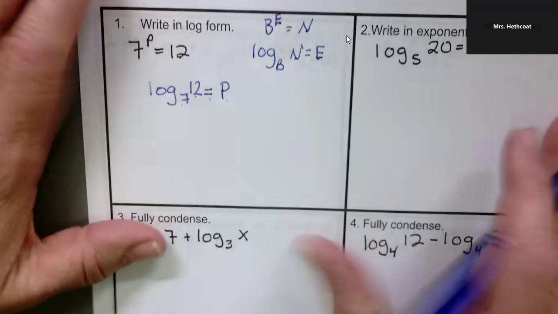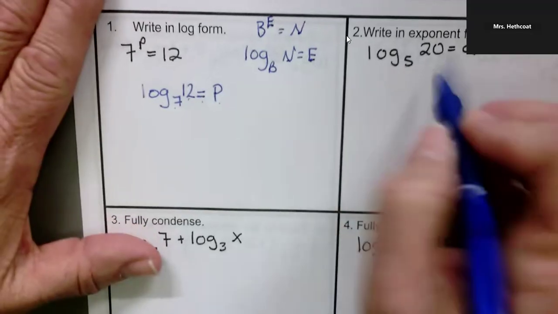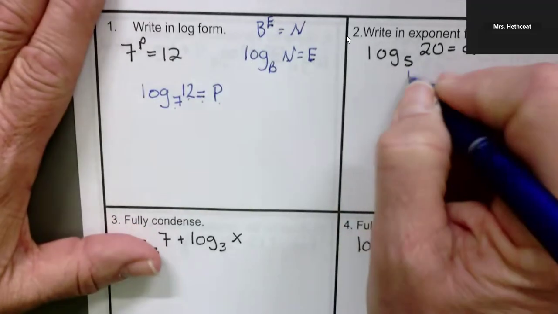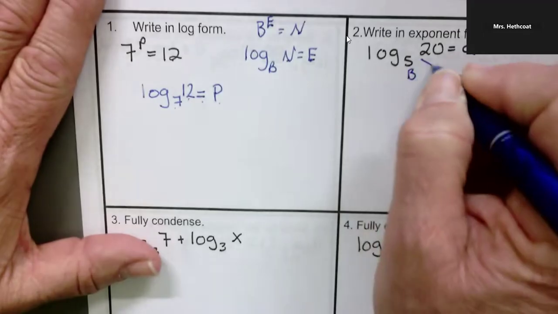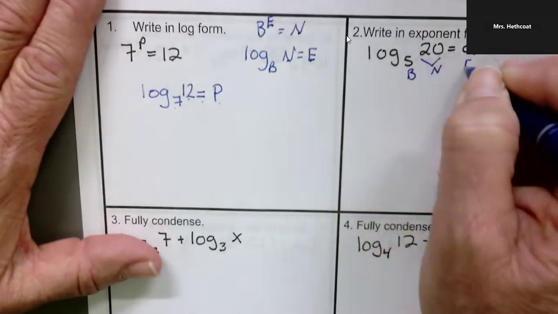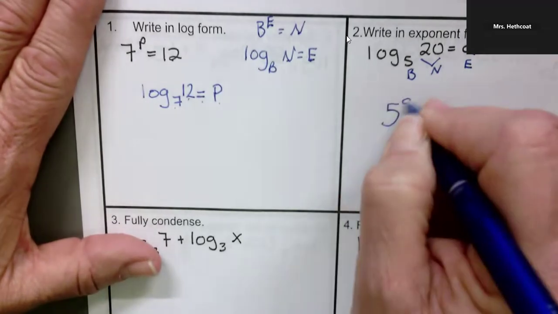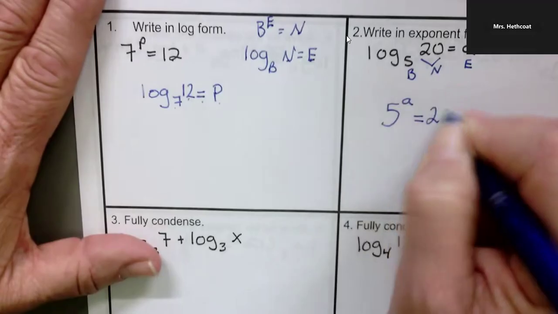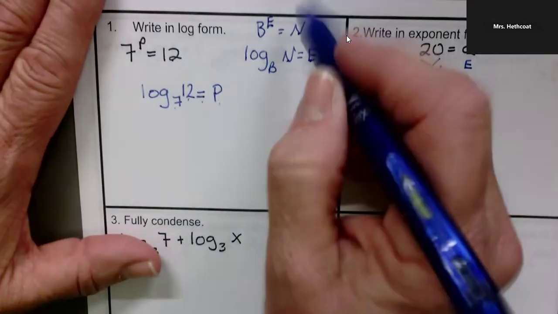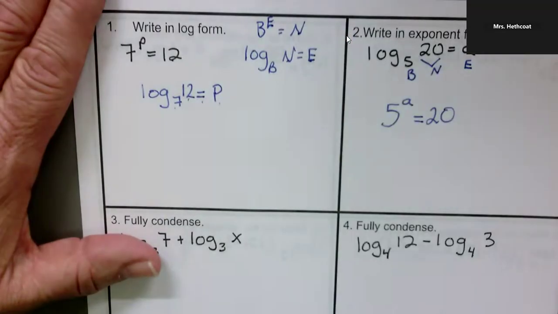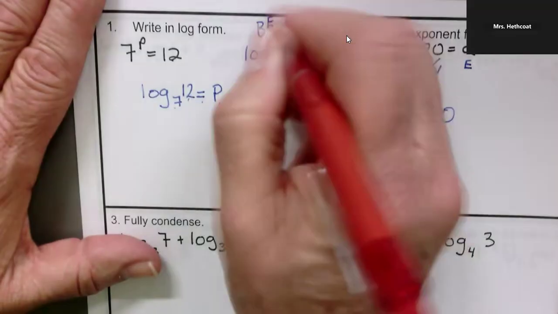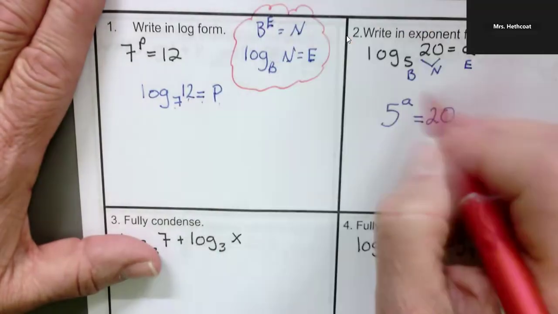And now we do it the other way around here. So the 5 is the B, the 20 is the N, and the A is the exponent. So we get 5 to the A equals 20. I really encourage you to write this part down and then to label them if that helps you.